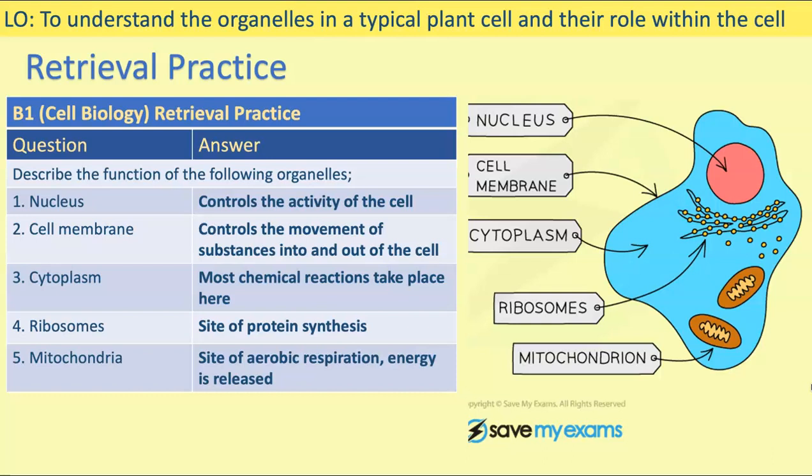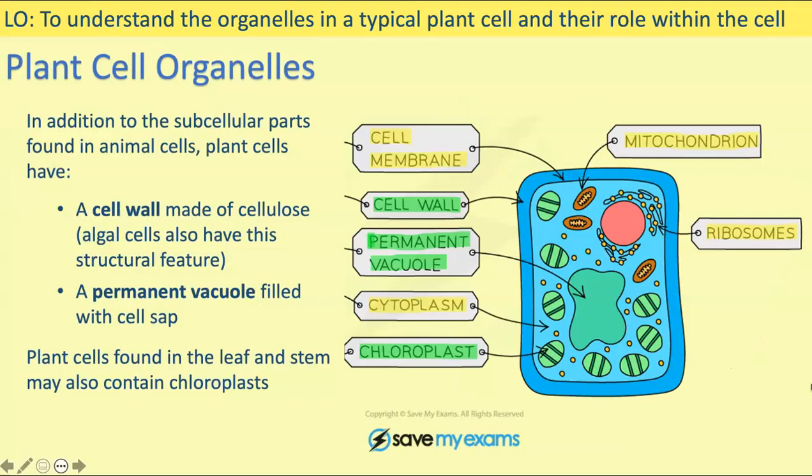Okay, the reason I've chosen these questions as the retrieval practice for this session is that you will need to know the function of all of these organelles. These organelles that are found in animal cells are also found in plant cells, and they have the exact same function. This diagram that I put here is a typical plant cell. You can see these four organelles that I've highlighted in yellow are organelles that we've already met. The only one that isn't labelled that we have already met is the nucleus, which is here.